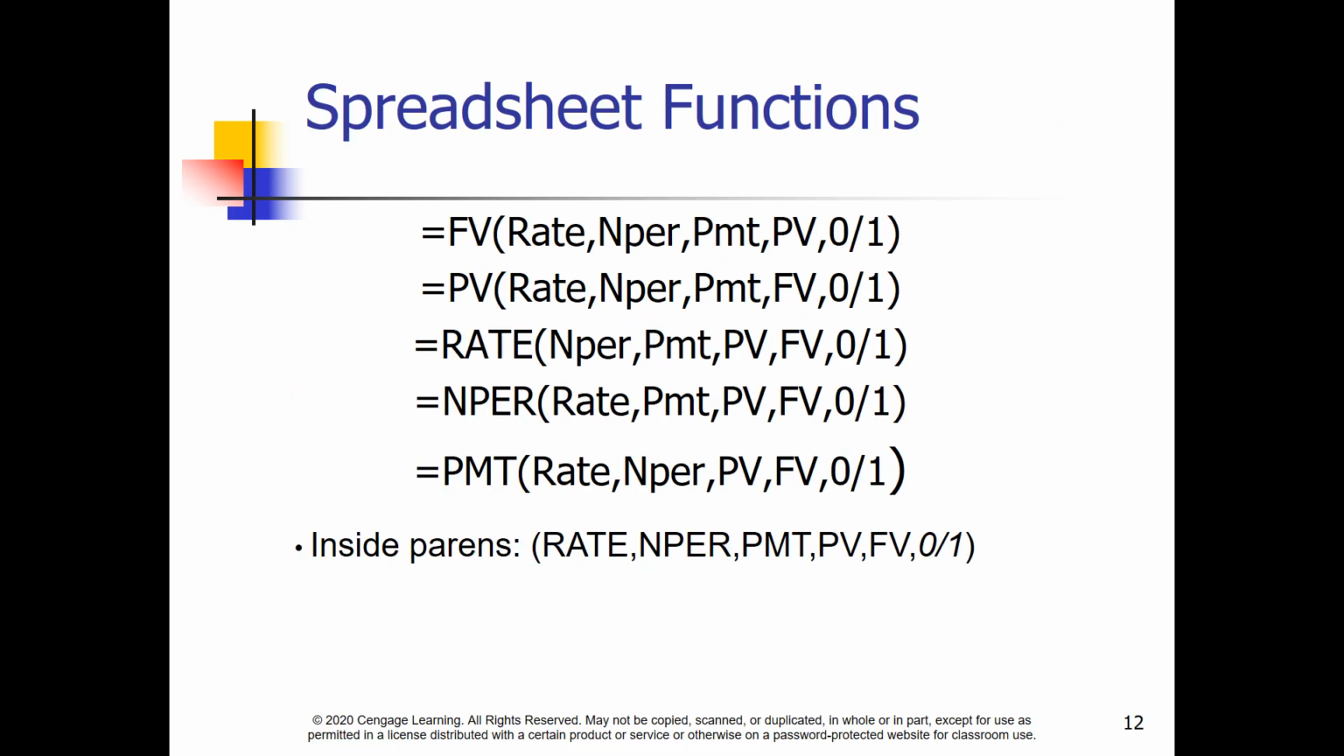Using the same Excel functions we covered in Chapter 4, we can value a bond in a spreadsheet. Since bonds are ordinary annuities, the last variable is 0 and can be ignored as 0 is the default.